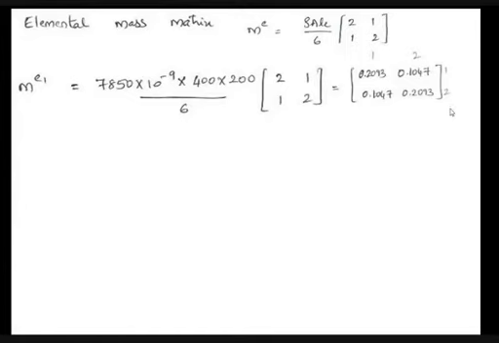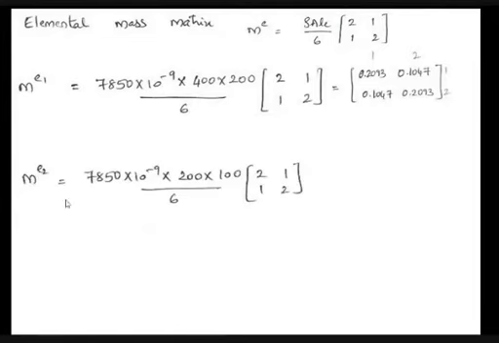Similarly, I'll be finding out the elemental mass matrix for element 2. What is the rho value? 7850 into 10 to the power of minus 9. Area of the second element is 200, then length is 100, divided by 6, times [2, 1; 1, 2]. If I simplify, I'll be getting 0.0523, 0.0261, 0.0261, 0.0523, because it is for the second element.